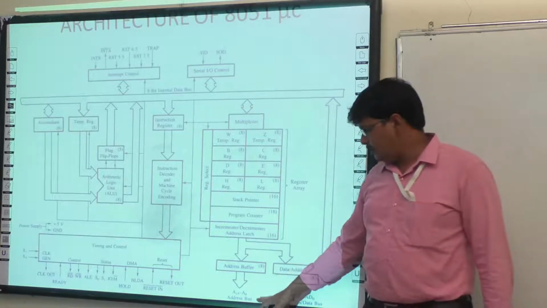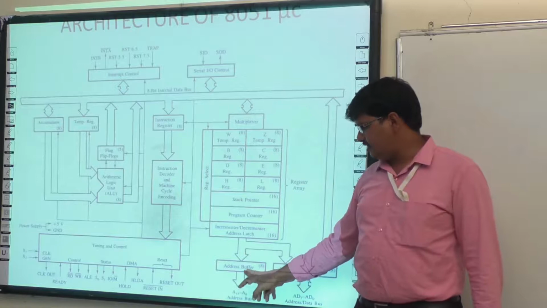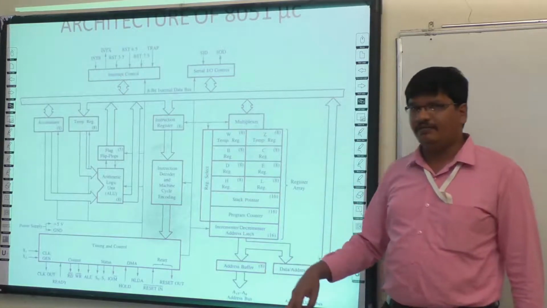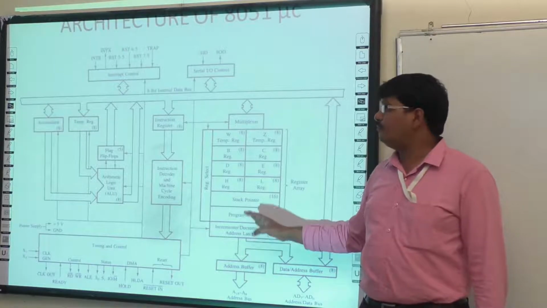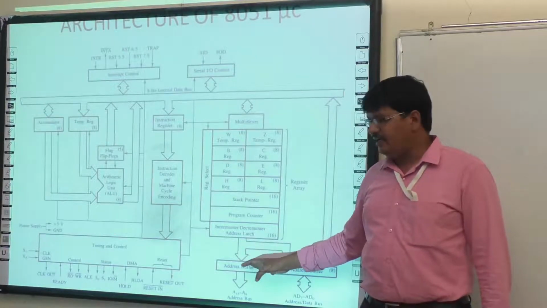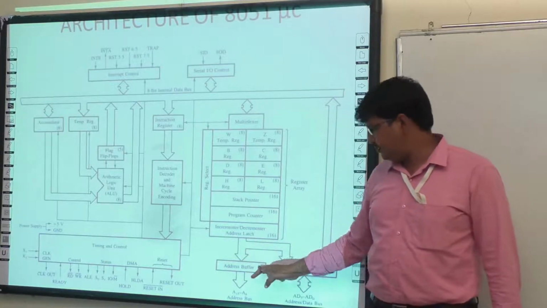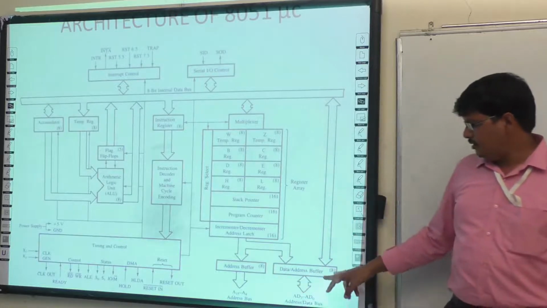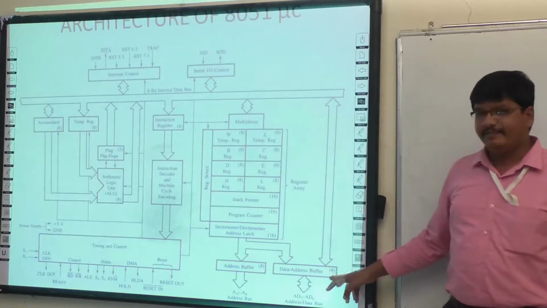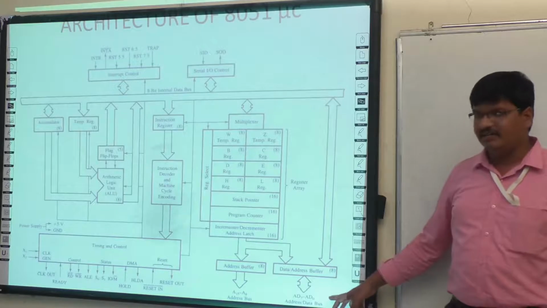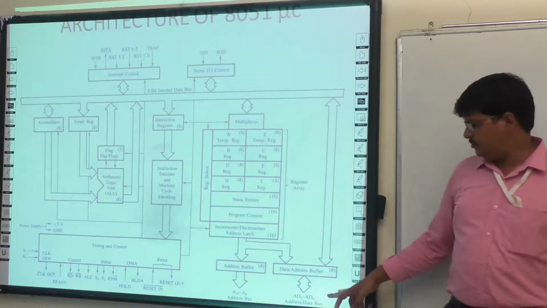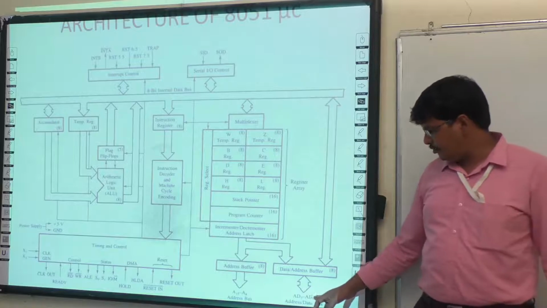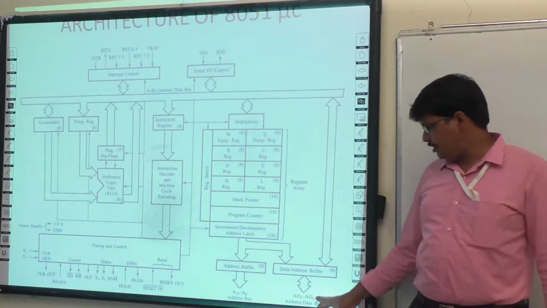Those are the address bus, which runs from the address buffer to the external peripheral devices. This is unidirectional, so the 8051 microcontroller can communicate with the external device unidirectionally. But in the case of the data and address buffer, it is bidirectional in nature. That is, the exchange of data transfer takes place bidirectionally, which can be supported by pins AD0 to AD7.